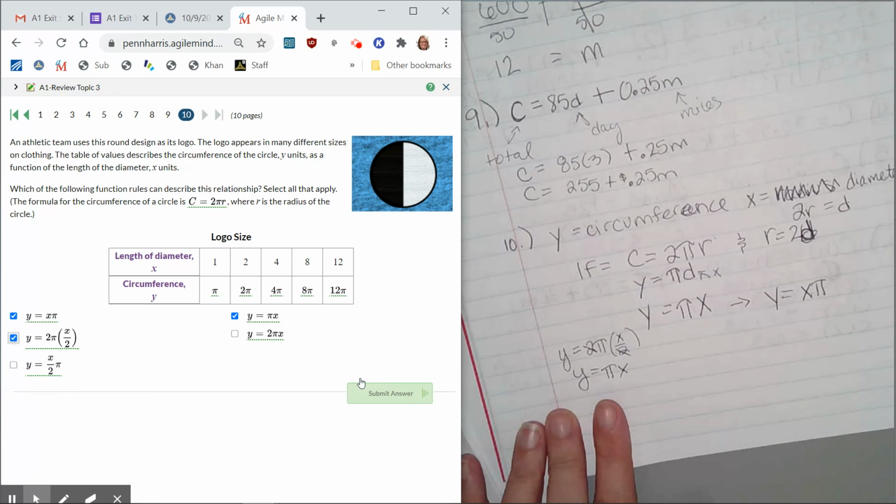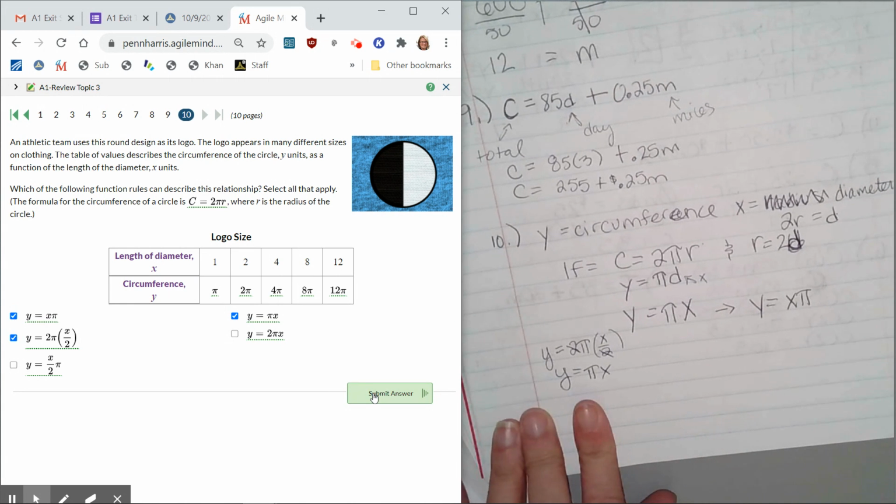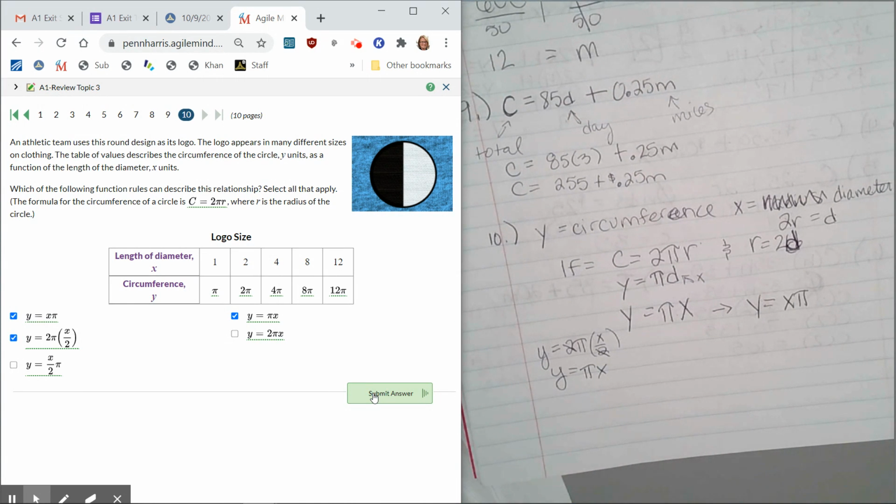Okay? We don't want 2 pi x because we just said pi x is an answer. Then we come over here and we say x over 2 times pi. Well, again, that doesn't match these up here. So these are our 3 answers. That one's a hard one, guys. I don't expect there to be something that difficult on the quiz test.